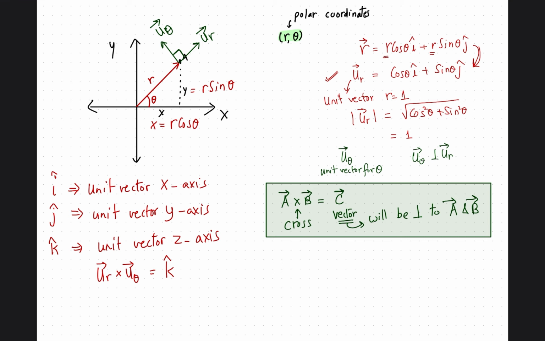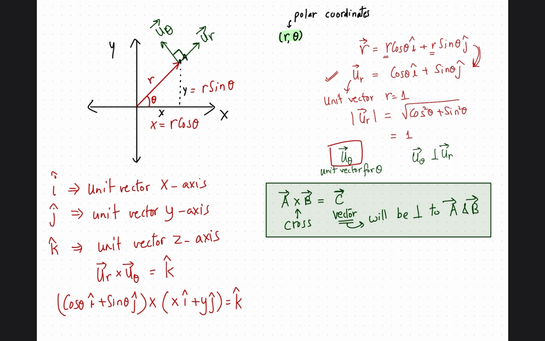Now, remember what's the objective? We want to find the expression for U theta in terms of cosine and sine. So let's write this as cosine theta i cap plus sine theta j cap, then cross, I don't know what is U theta, so I just write it as x i cap plus y j cap. I don't know what is x and y for U theta, so I write it as x i cap plus y j cap and I equate it to k cap.